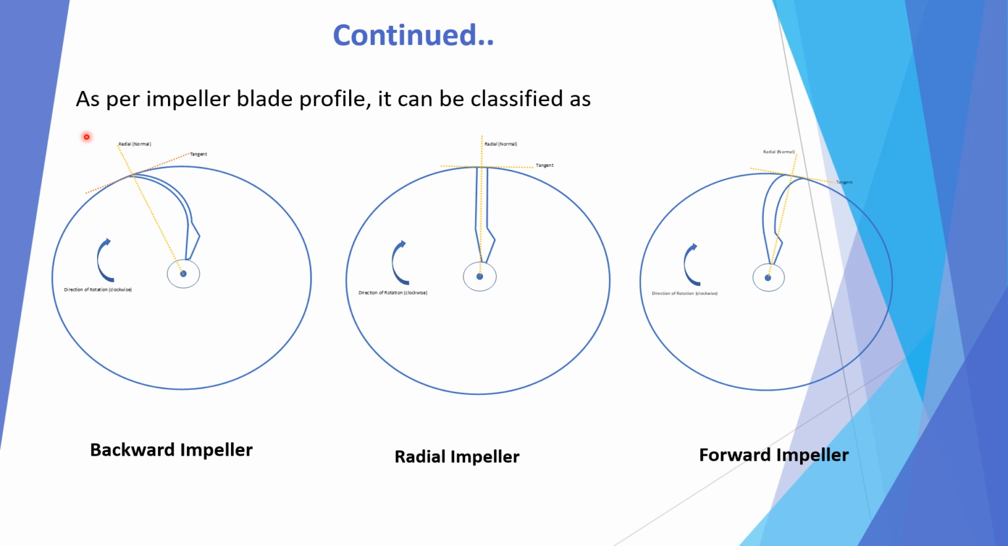As per the impeller blade profile, it can be classified as a backward impeller. If you see, this is the rotation of the impeller, and this is the blade angle, so it is in backward direction. This is a radial direction impeller, and this is a forward impeller, because the blades are forward and it is also rotating in the same forward direction. In industries, normally backward impellers are used.